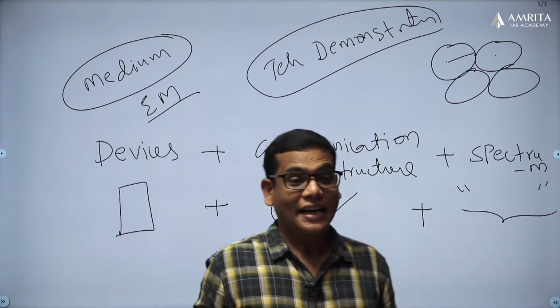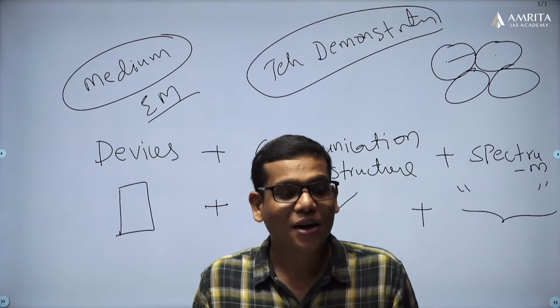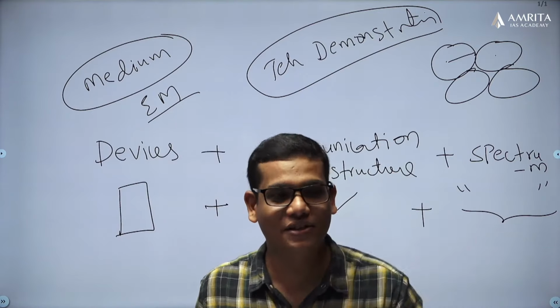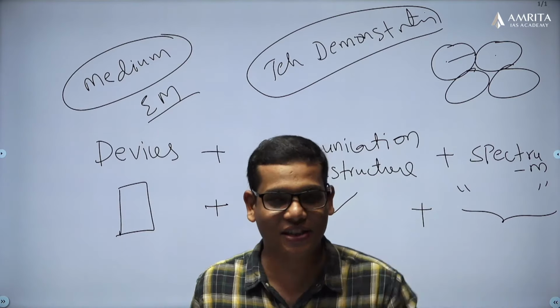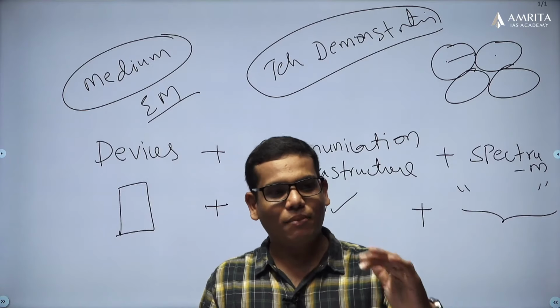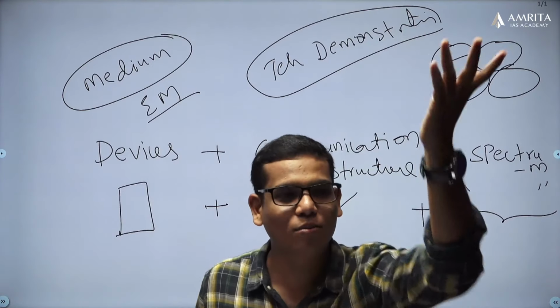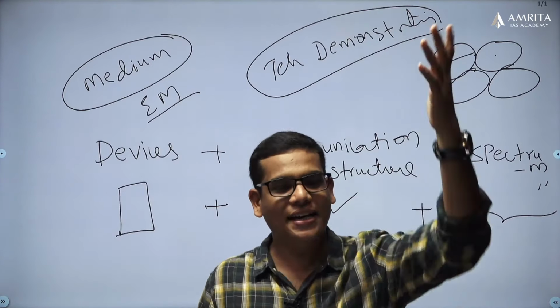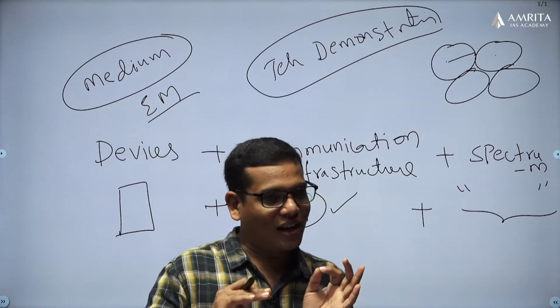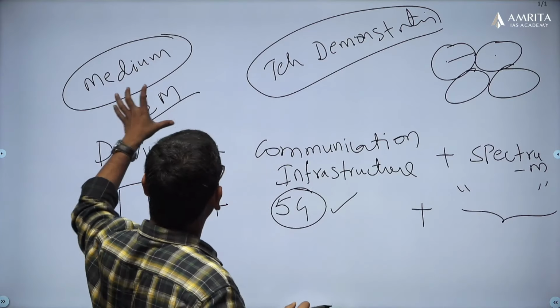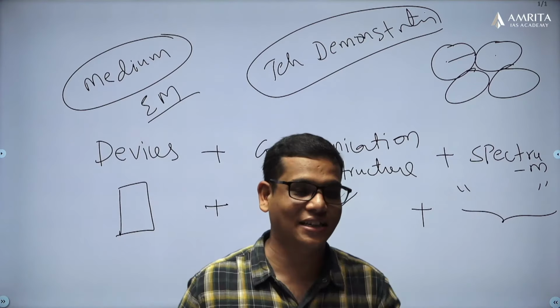But in 1G, my signal has low frequency. In 2G, my signal has a little bit higher frequency. In 3G, my signal has a little bit more frequency. In 4G, higher. In 5G, it is much higher. So that means the frequency used by the different technologies is changing.